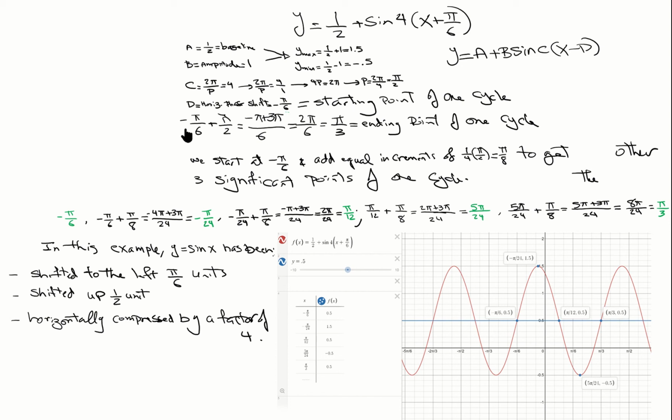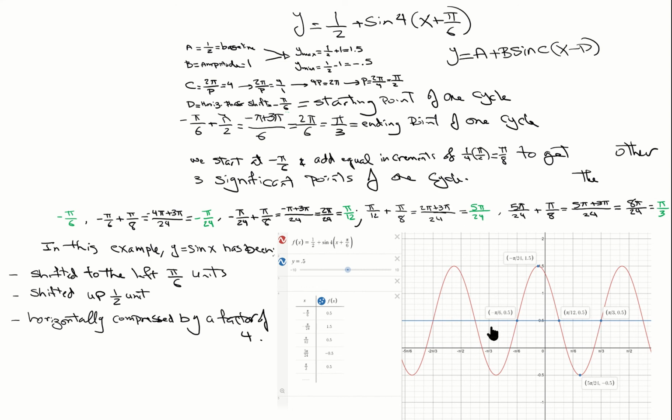So here we take the negative pi over 6, which is our starting point, and we add one period to it, which we found out to be pi over 2 here, and we end up with pi over 3 after some calculation, which means the end point of one cycle of this sinusoid is going to be at pi over 3.